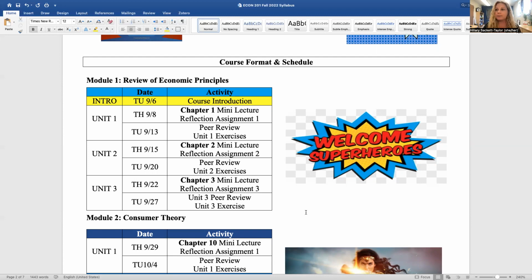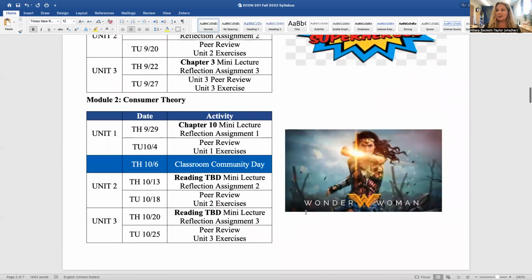month of September. The second module is where we'll jump into consumer theory, and we're going to use Wonder Woman as the background for all of our learning. You'll see here that module 2 is also broken into 3 units spanning approximately the entire month of October, with 1 class built in as what I'm calling a classroom community day. This is going to be a day where we play games and do some writing and discussion to help us get to know one another and feel more connected as a class.